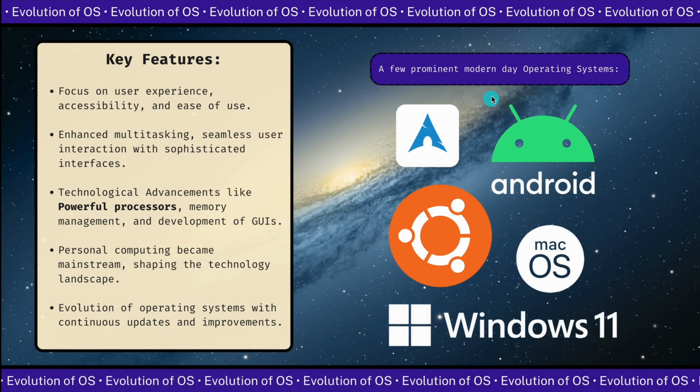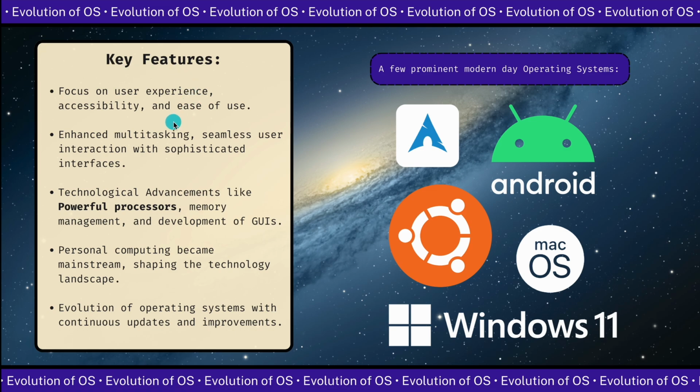Here are some examples of modern day operating systems: Arch Linux on desktop computers, Android on portable computers like smartphones, Ubuntu as a part of Linux, just like Arch Linux, on desktop computers, of course, Mac OS on Apple computers, and Windows 11 on most of the computers in the world by Microsoft.